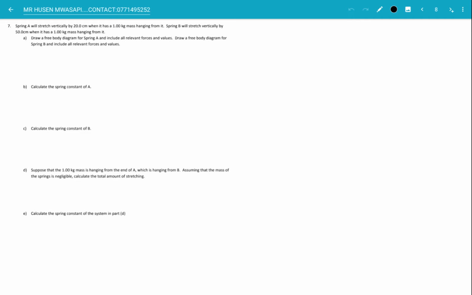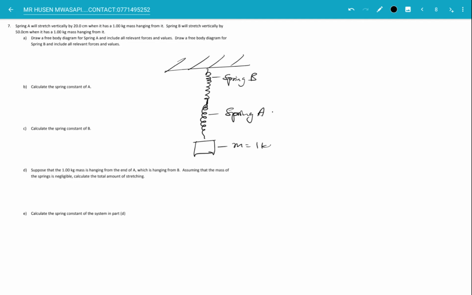find the total amount of stretching. So what's going on is this. You're having one spring. So let's call this spring B. Then at one point, spring A is also attached. Then you're having your mass, which is 1 kg, which creates the weight equal to mg equal to 9.81 times 1, which is 9.81 newtons.